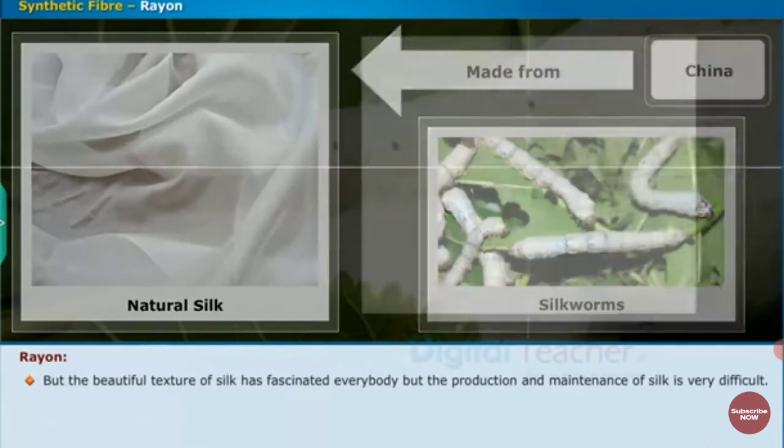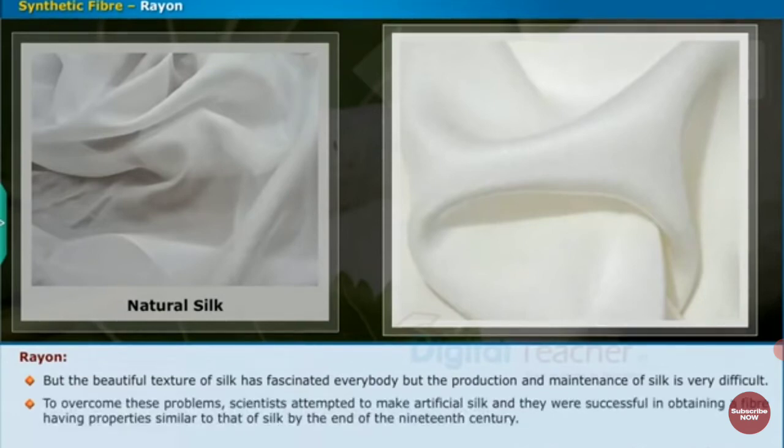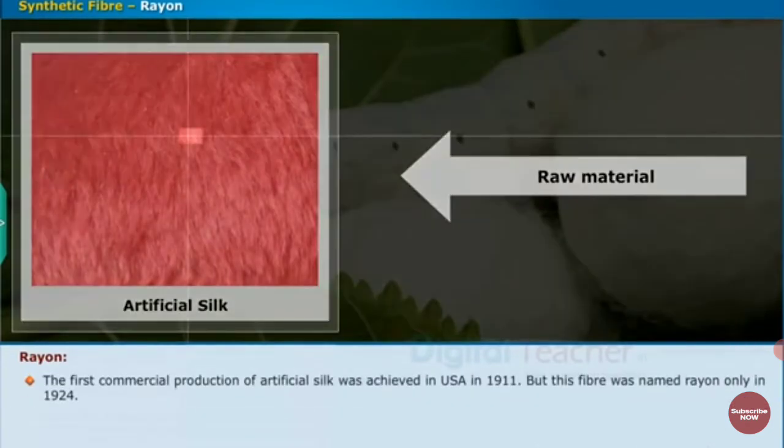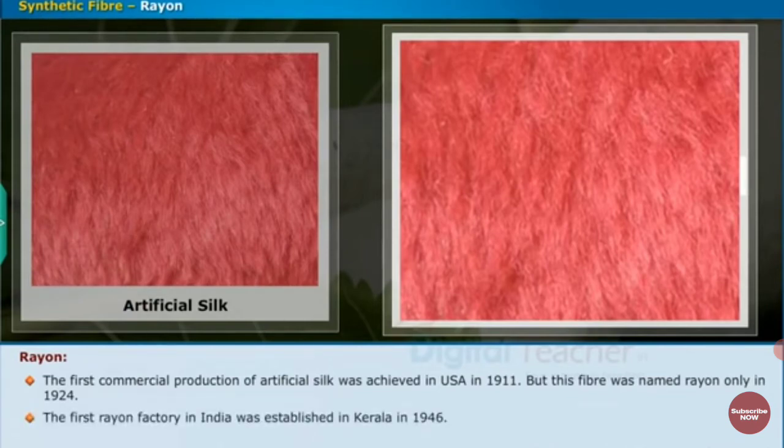But the beautiful texture of silk has fascinated everybody, though the production and maintenance of silk is very difficult. To overcome these problems, scientists attempted to make artificial silk, and they were successful in obtaining a fiber having properties similar to that of silk by the end of the 19th century. The first commercial production of artificial silk was achieved in USA in 1911, but this fiber was named rayon only in 1924. The first rayon factory in India was established in Kerala in 1946.